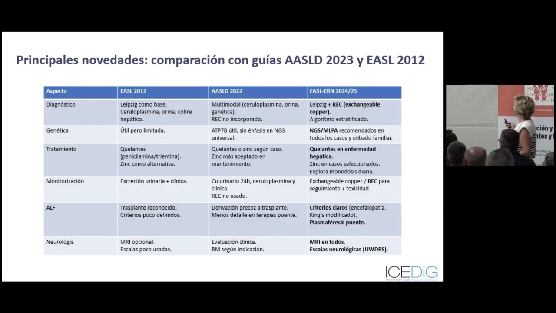And this REC was not incorporated back in 2022, and it used to be broken down depending on the involvement, if the liver is involved, if there's neurologic involvement. So this is the involvement, and then we see that there's massive gene sequencing. Here we see the treatments.